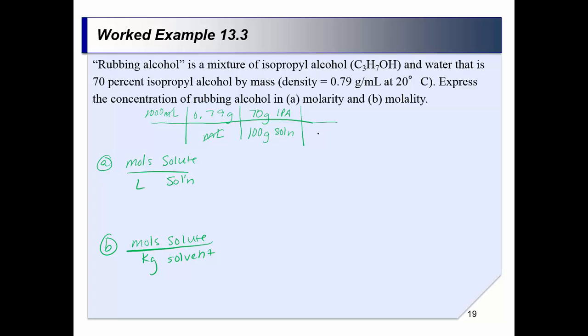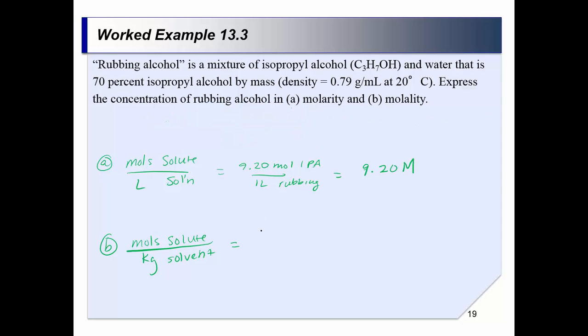Now, the molar mass of isopropyl alcohol is 60.09 grams per mole. So doing this calculation, I find that I have 9.20 moles of isopropyl alcohol in 1 liter. So 9.20 moles of IPA in 1 liter of rubbing alcohol is a molarity of 9.20 capital M molar.